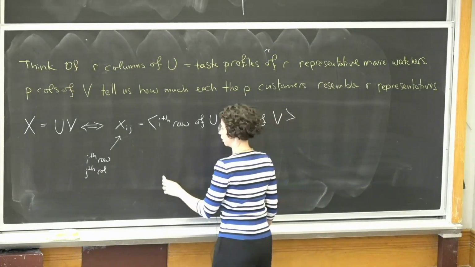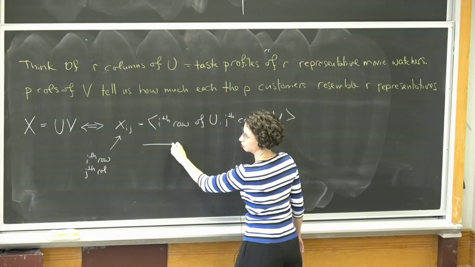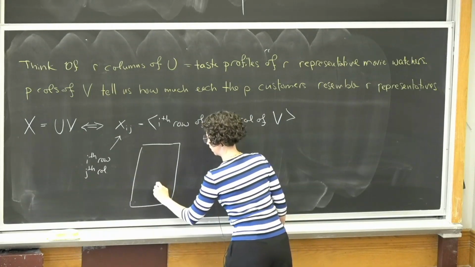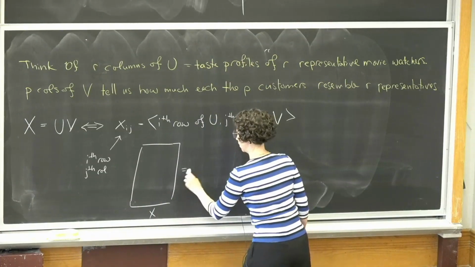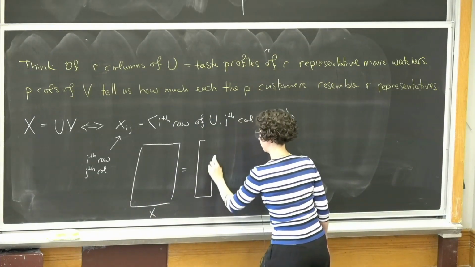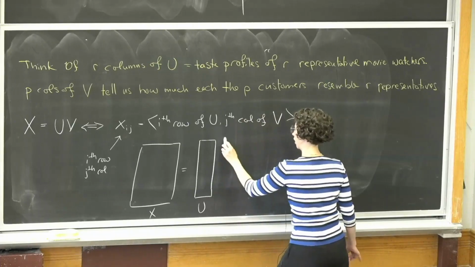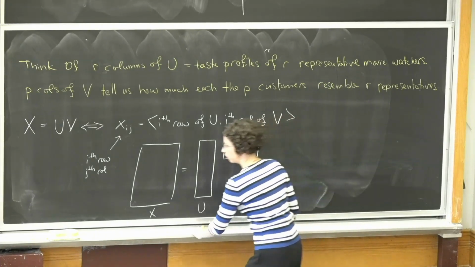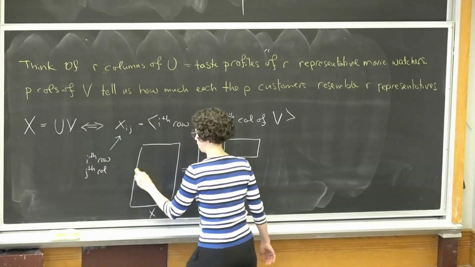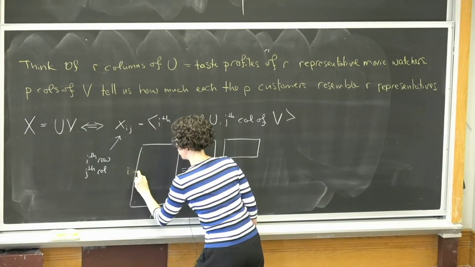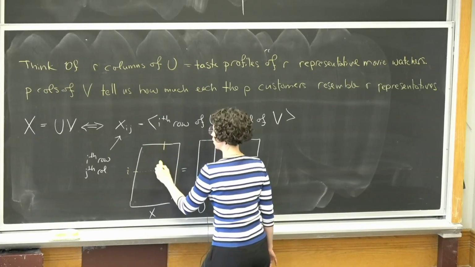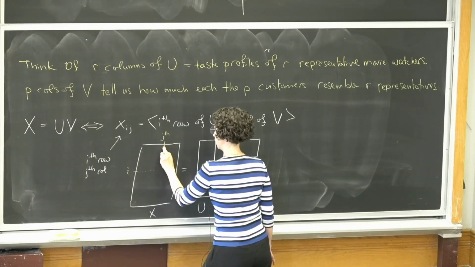So I can write this pictorially now. I'm just going to redraw it. So if I've got my matrix X here, and it is the product of U and V. And now what I want to do is I want to know if I were to choose the ith row of X and the jth column of X.